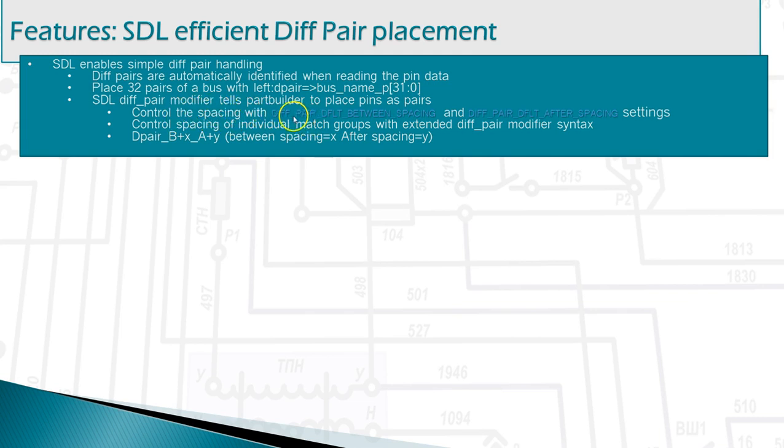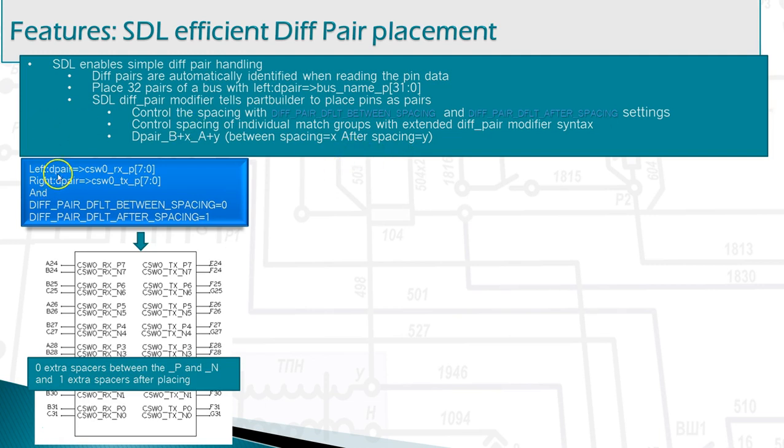We can control the spacing with a default control, which is diff pair default between spacing and diff pair default after spacing settings. Or we can control the spacing of individual match groups with extended diff pair modifier syntax. So we can give a diff pair B plus X, A plus Y, which means the between spacing is X and the after spacing is Y. So let's look at a few examples.